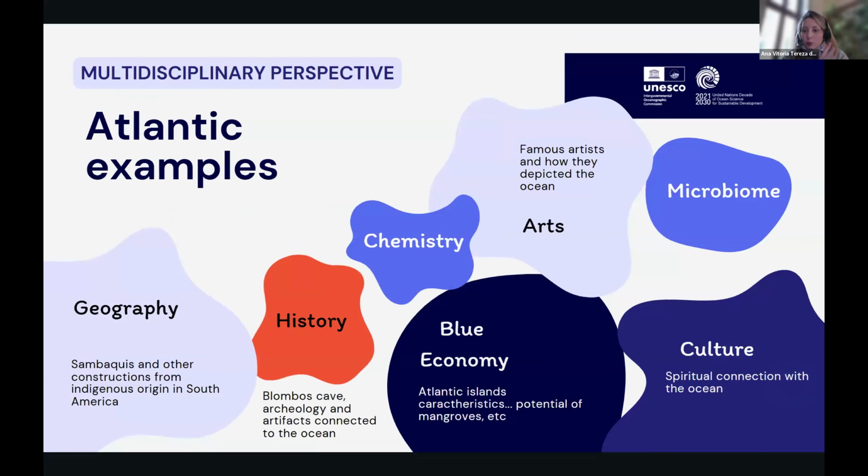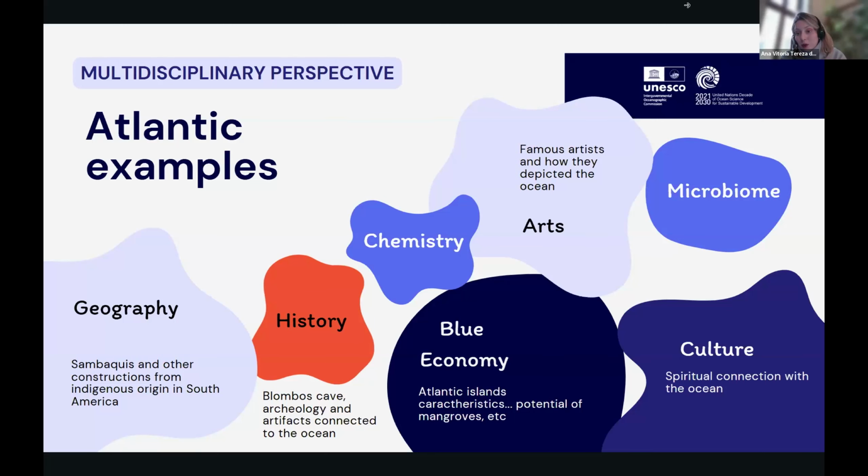So those are some examples of the multidisciplinary perspective that we brought to this toolkit. For example, we try to pick some of the most common disciplines that schools have, such as geography, history, chemistry, arts, culture, but also new ones such as blue economy or even the microbiome. And we brought examples of how the Atlantic Ocean is connected to all of those topics. So on the geography part, for example, we have the sambaquis, which are these ancient constructions made by indigenous people in South America, especially in Brazil. They are made mainly of shells. So you can see how those features are also connected to history, to geography, to many parts of the littoral area of Brazil.